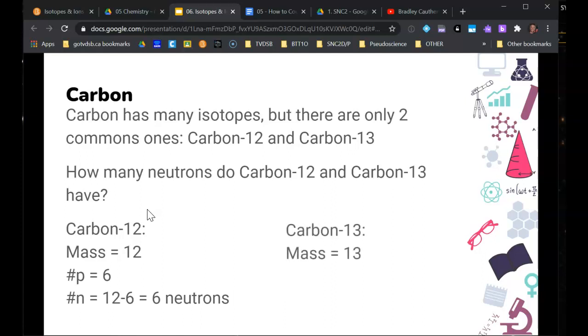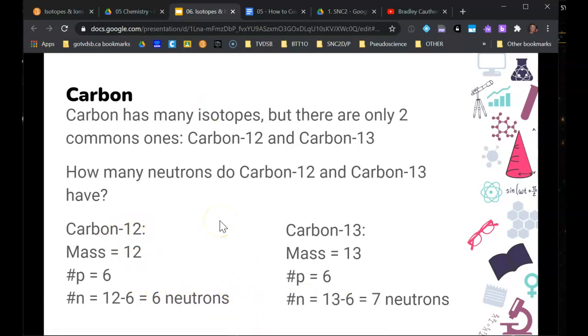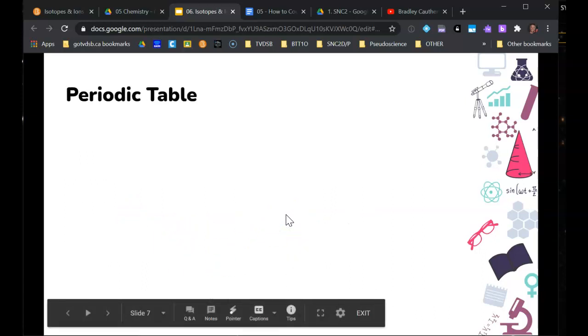Well, what about carbon-13? Carbon-13 has a mass of 13. So that means that it has 6 protons, because carbon has 6 protons. And so if it has 6 protons and its mass is 13, 13 minus 6 means it has 7 neutrons. Carbon-12 has 6 neutrons. Carbon-13 has 7 neutrons. So we can see the two different masses are coming from those different numbers of neutrons.